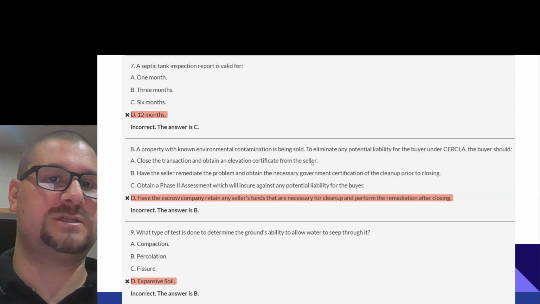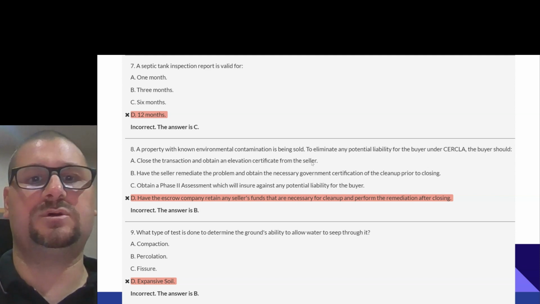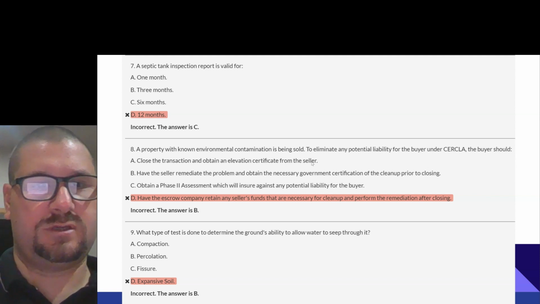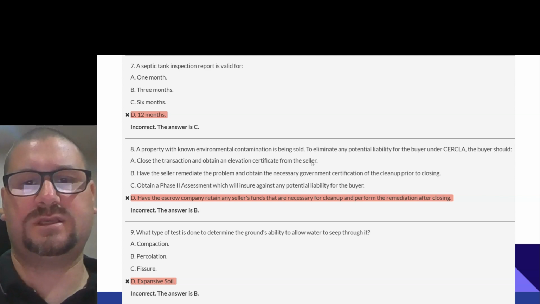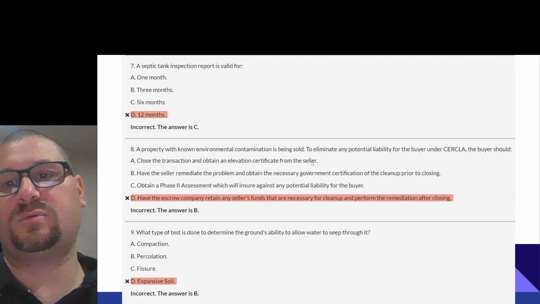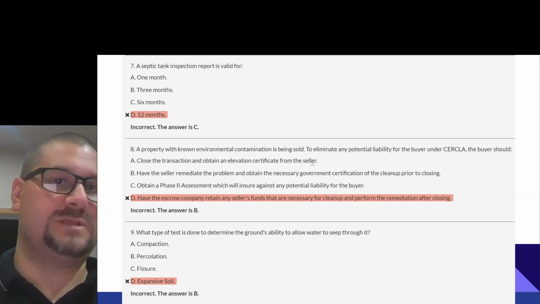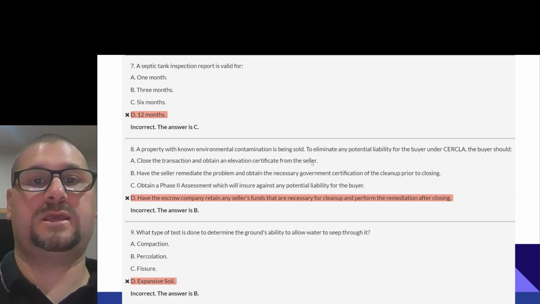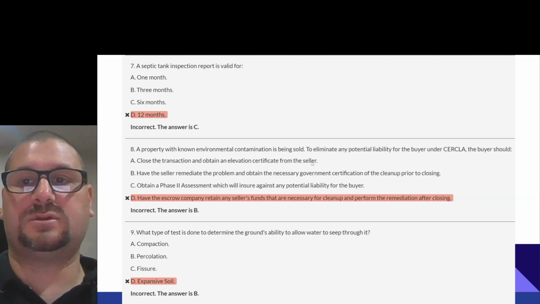Should they close the transaction, obtain an elevation certificate from the seller? No. Obtain a phase 2 assessment, which will insure against any potential liability for the buyer? No. Have the escrow company retain any seller funds that are necessary for cleanup and perform the remediation after closing? No. They should just have the seller remediate the problem and obtain the necessary government certification of the cleanup prior to closing.